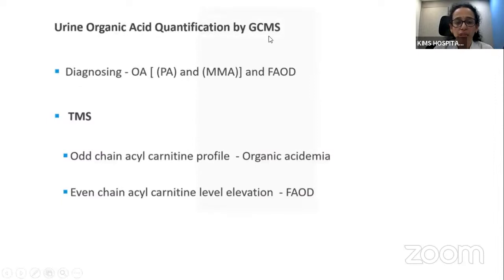Urine organic acid by GCMS helps in diagnosing the organic acidemias like propionic acidemia and methylmalonic acidemia, and fatty acid oxidation defects. And in the TMS, the elevation of the odd chain acyl carnitines like C3, C5 are more suggestive of organic acidemias, whereas the even chain acyl carnitine elevation is suggestive of the fatty acid oxidation defects.